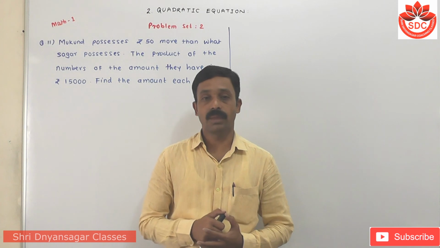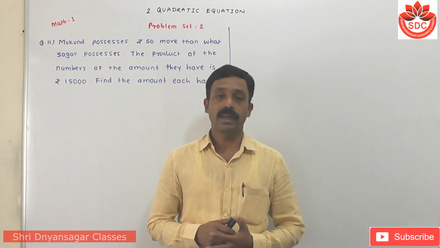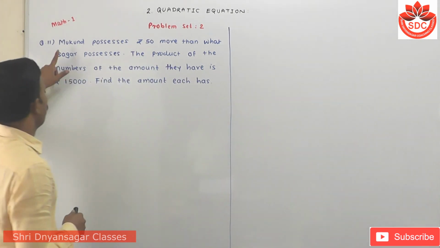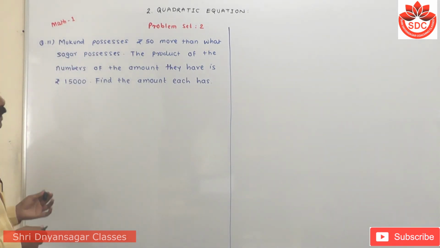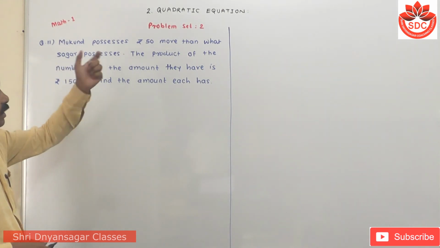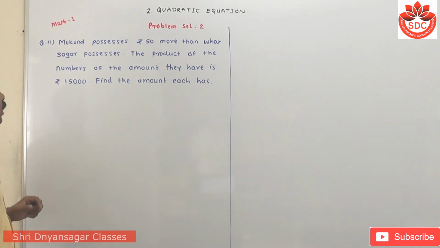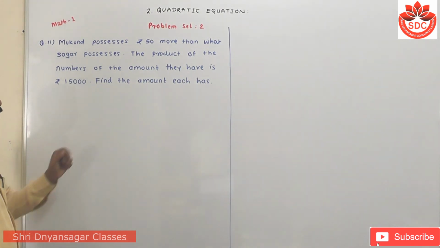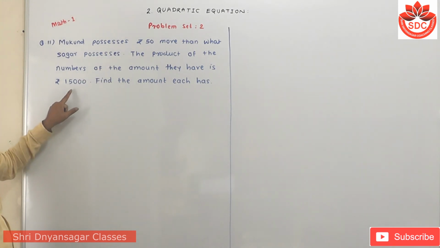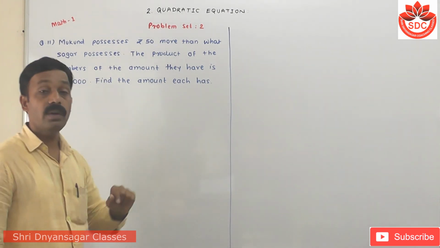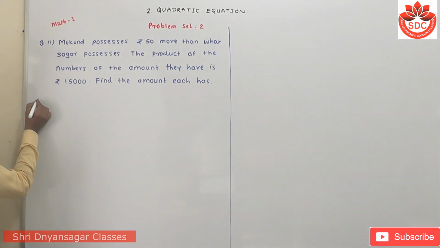A few examples of the problem set 2 of the chapter quadratic equation. Question number 11: Mukund possesses rupees 50 more than what Sagar possesses. The product of the numbers of the amount they have is 15,000. Find the amount each has. Now its solution is.